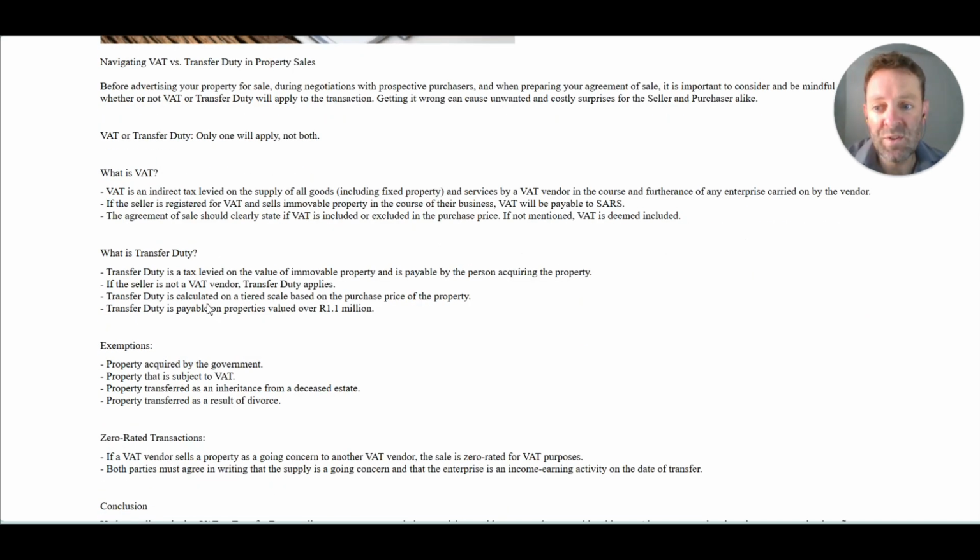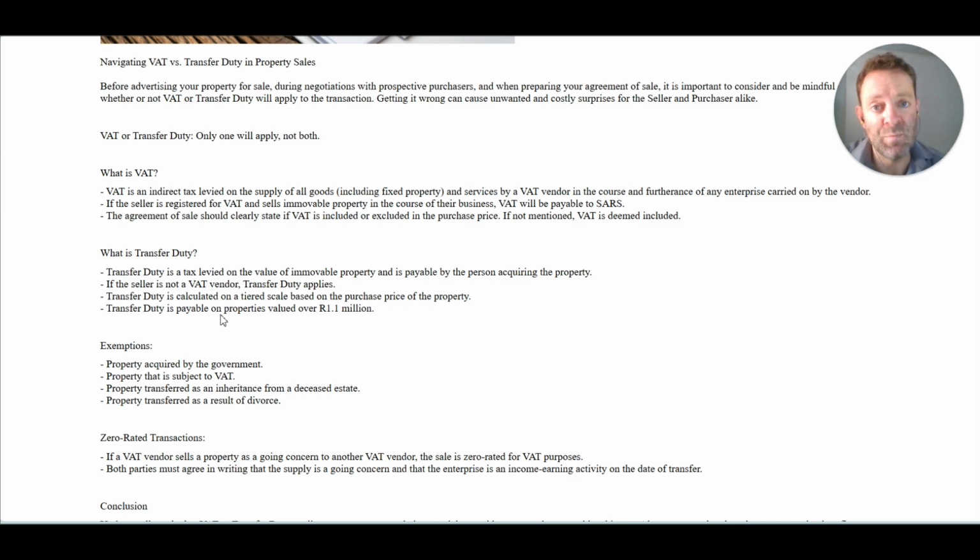So what is transfer duty? Transfer duty is a tax levied on the value of immovable property and is payable by the person acquiring the property. If the seller is not a VAT vendor, transfer duty applies. Transfer duty is calculated on a tiered scale based on the purchase price of the property, and it is payable on properties valued over 1.1 million rand.